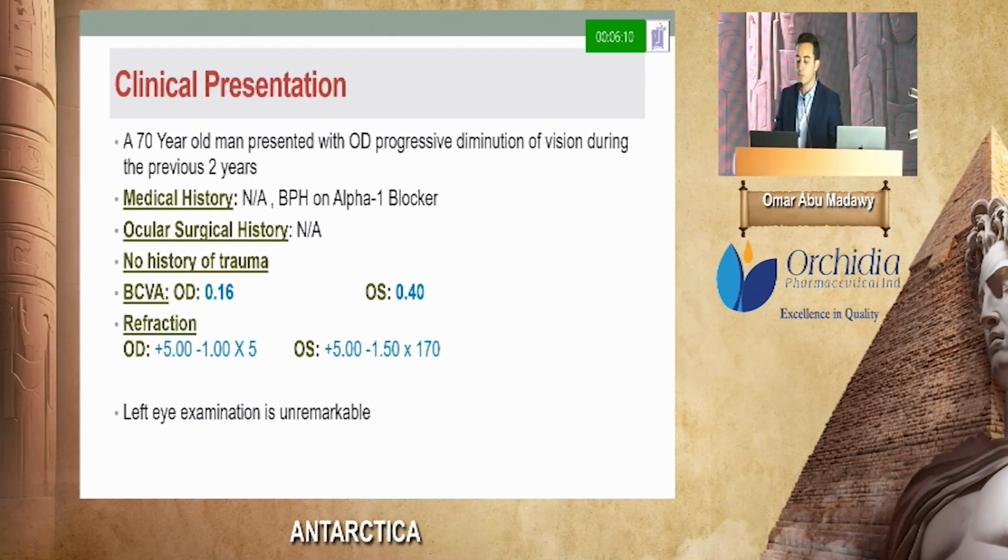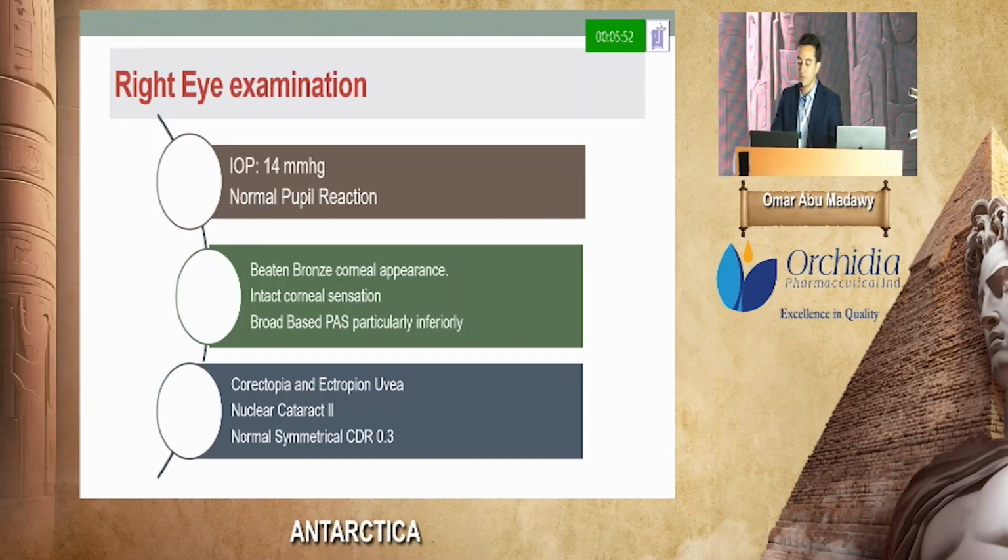I was lucky enough to encounter a 70-year-old male who presented to our clinic with OD progressive diminution of vision during the previous 2 years. He has a free ocular, medical, and surgical history apart from BPH treatment. He had a best-corrected visual acuity of 0.16. He is hyperopic, and the left eye examination is unremarkable.